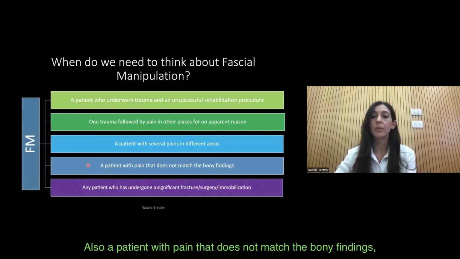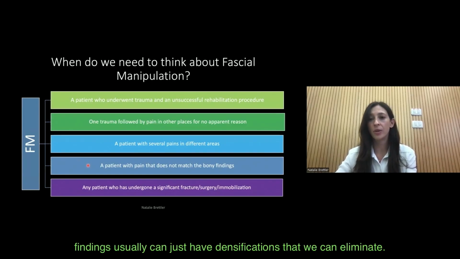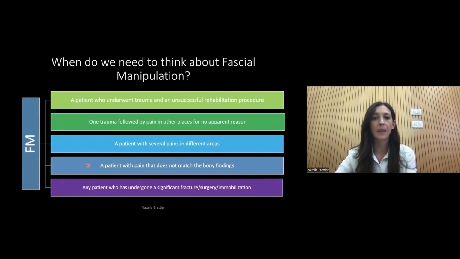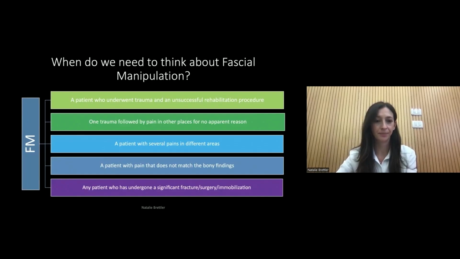Also, a patient with pain that does not match the bony findings. Again, no one checks the loose connective tissue usually, although we can see it, but usually in daily practice, we do not look at it. And therefore, a patient with pain that does not match the bony findings usually can just have densifications that we can eliminate. Any patient who has undergone a significant, again, fracture, surgery, or immobilization should see a fascial manipulation specialist.